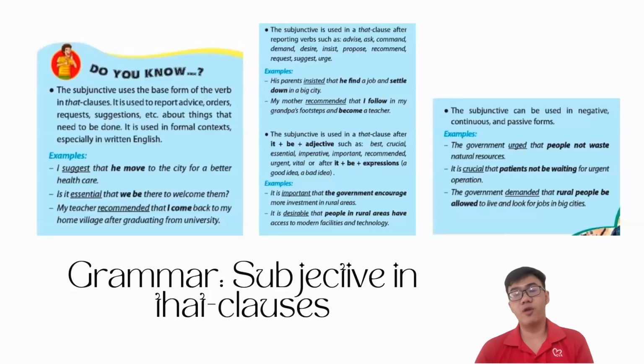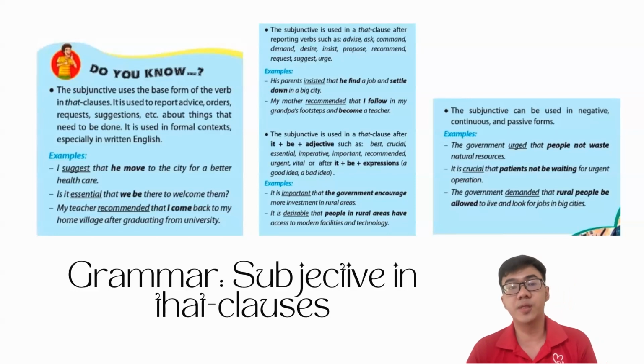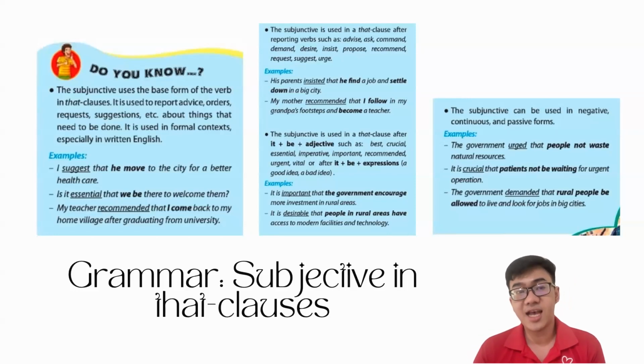Okay, let's move on with grammar, subjunctive in that-clauses. Remember that the subjunctive uses the base forms of the verbs in that-clauses. It is used to report advice, orders, requests, and suggestions about things that need to be done, and it is used in formal contexts, especially in written English. Examples. I suggest that he move to a city for better healthcare. It is essential that we be there to welcome them.